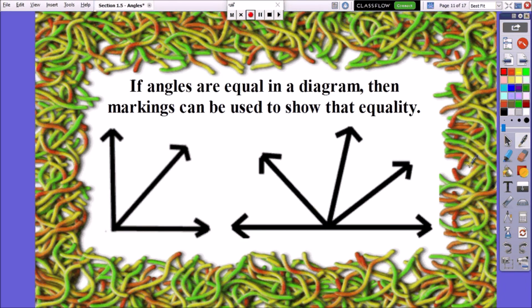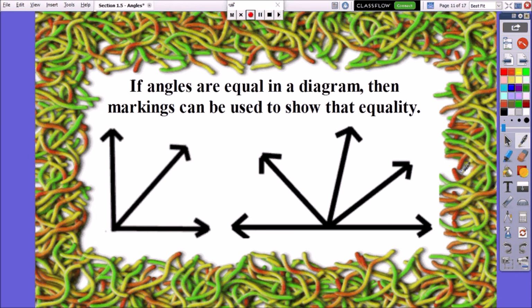All right, if angles are equal in a diagram, remember with segments, we had special symbols. So let me just refresh your memory there. So let's say we had this segment, and let's say we had this segment. And if I said, hey, those two segments are congruent to each other, then we put these little markings like that on there. And that told us, hey, those segments are the same. They're congruent to each other.